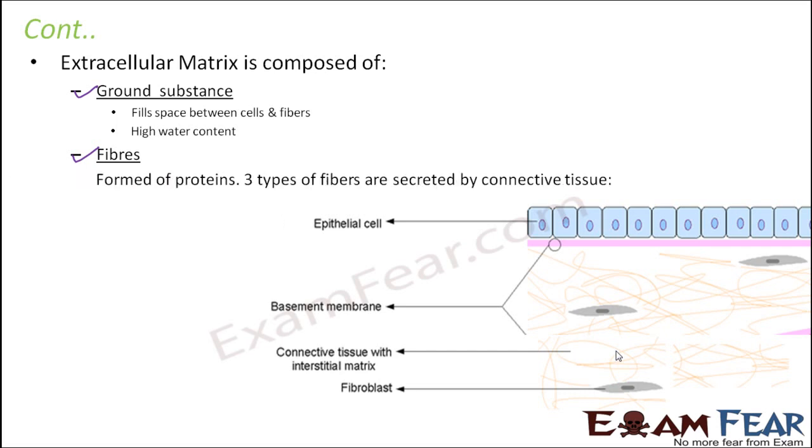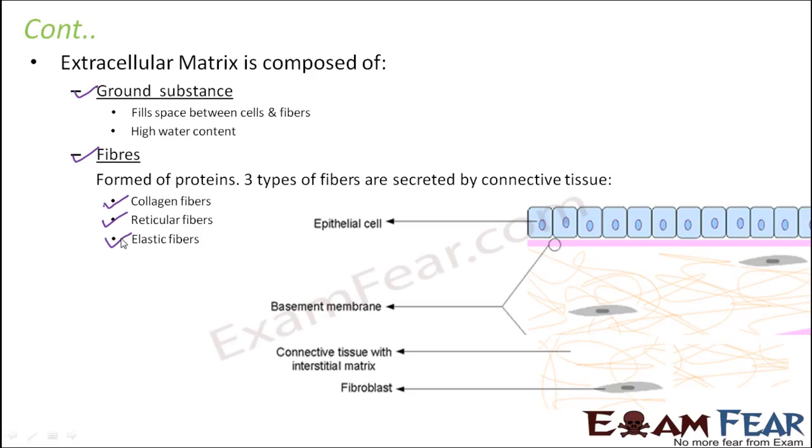Fibers, again, these are the thin hair-like structures. They are formed of proteins. Now, three types of fibers are secreted by connective tissue. So, whenever we talk about fibers, there will be three types of fibers: collagen fibers, reticular fibers, and elastic fibers. So, these are the three types of fibers which are present in the extracellular matrix of connective tissue.